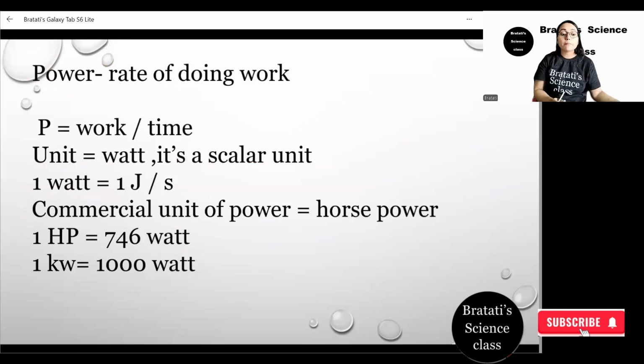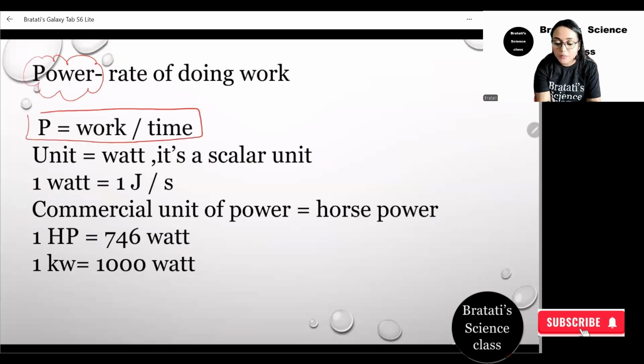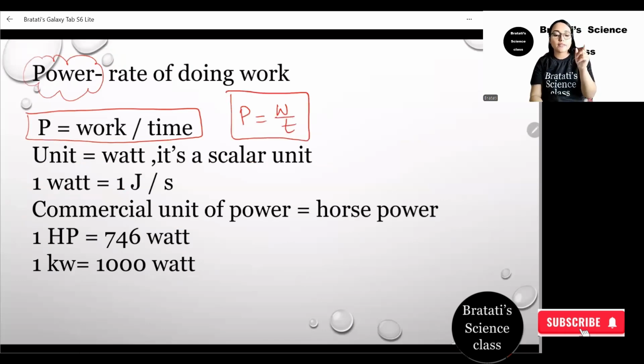Now moving to power. Power is the rate of doing work, that is work upon time. We can consider P equals W by T. When you know any two of these, either you know P and W, you can find T, you know W and T, you can find P, and so on. The unit of power is watt, and it is a scalar quantity. You know scalar and vector. Scalar quantities are those which have only magnitude, no direction. But vector quantities are those which have both magnitude and direction.